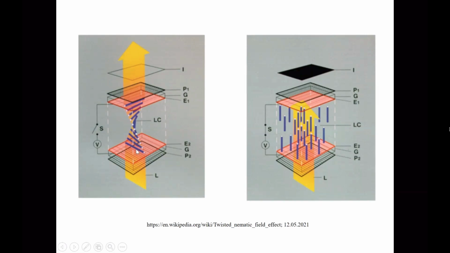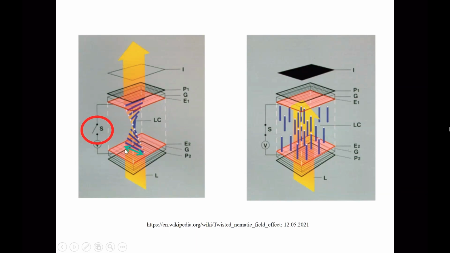So if we don't have the electrical potential between these two electrodes, they are assembled as it is. However, when the electricity is switched on, the location is different. You see, they are reconstructed into the perpendicular direction to the electrodes, just because of the properties of this molecule.